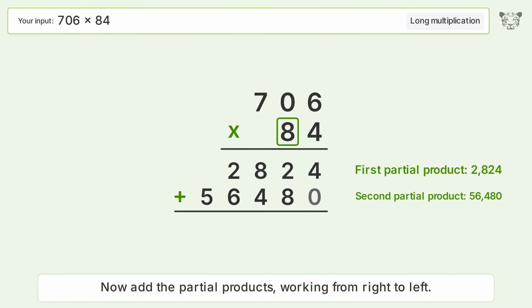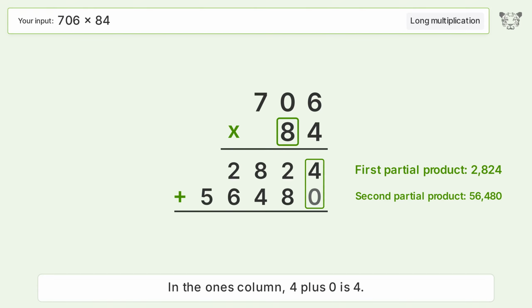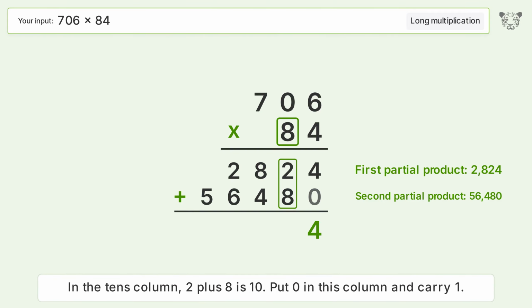Now add the partial products, working from right to left. In the ones column, 4 plus 0 is 4. In the tens column, 2 plus 8 is 10. Put 0 in this column and carry 1.